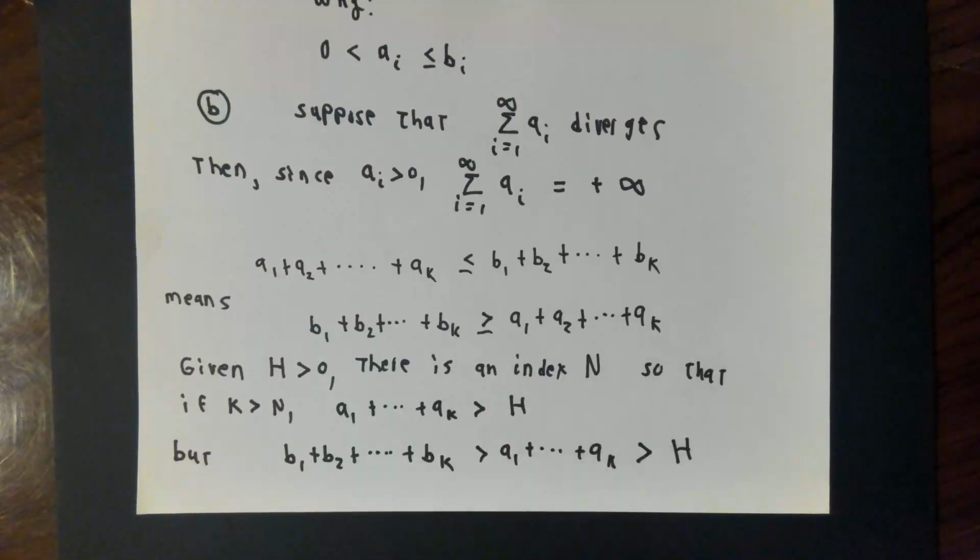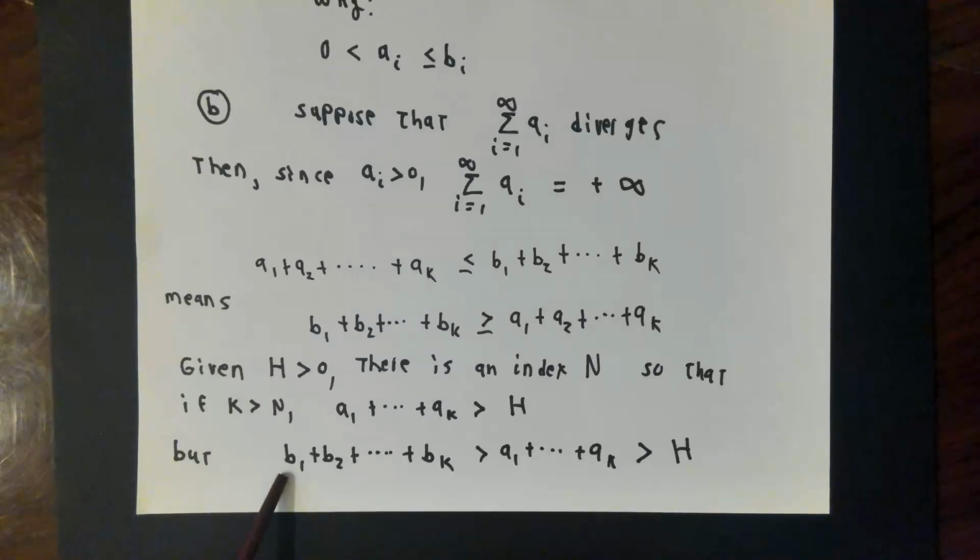Because of how the a series acts, if you give me a number h, no matter how huge it is, h is for huge, there's an index N so that if I form a partial sum of the a series with index K bigger than capital N, then a_1 out to a_K must be bigger than h. I can make the partial sum as huge as I care to make it.